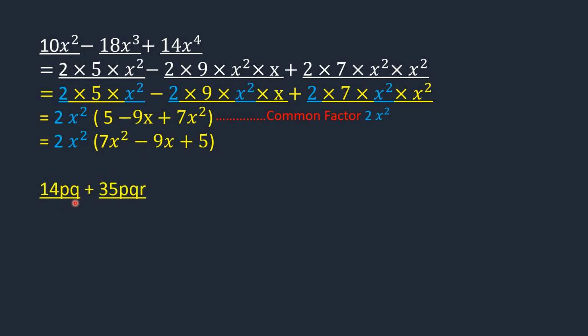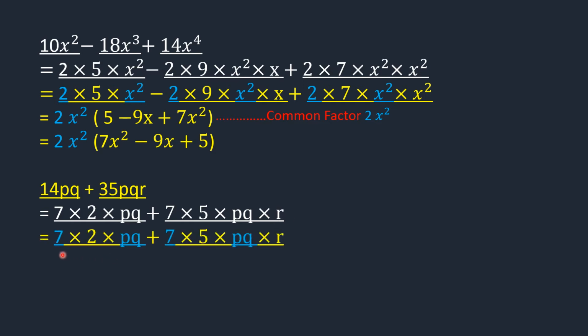Next, 14pq plus 35pqr. Here there are two terms. Let's factorize each of them. The factors of 14pq are 7 multiplied by 2 multiplied by pq, plus factors of 35pqr are 7 multiplied by 5 multiplied by pq multiplied by r. In the next step, let's find the common factors. So we will see that 7pq is the common factor between the two terms.